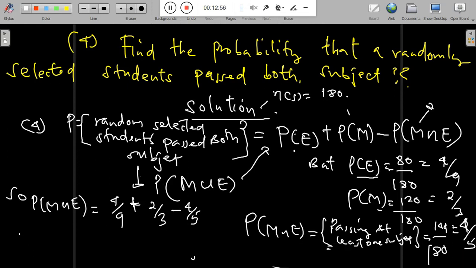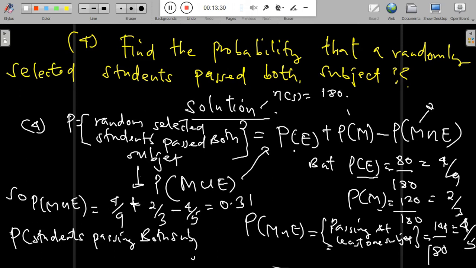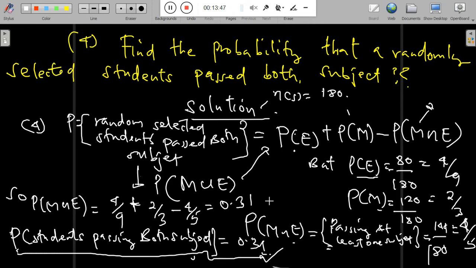So when we add 4 over 9 plus 2 over 3 minus 4 over 5, the answer will be equal to 0.31. So the probability that a randomly selected student passed both subjects, that is the probability of M union E, is equal to 0.31. So that is how it is.